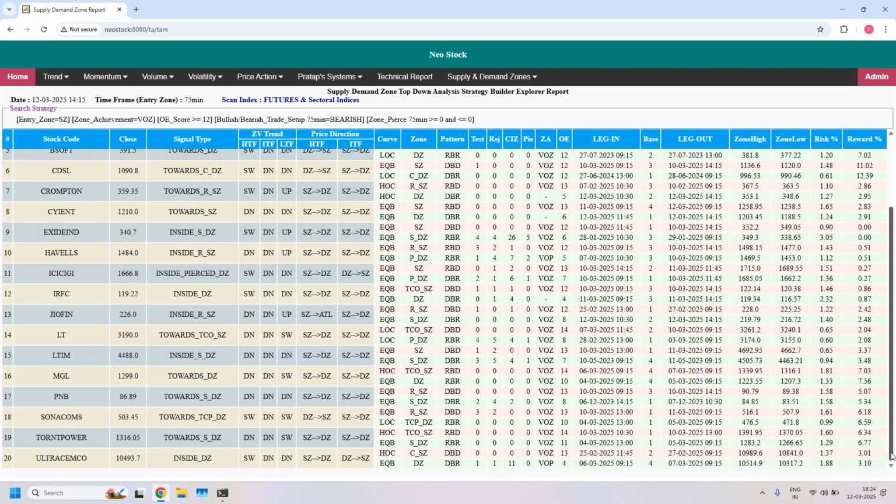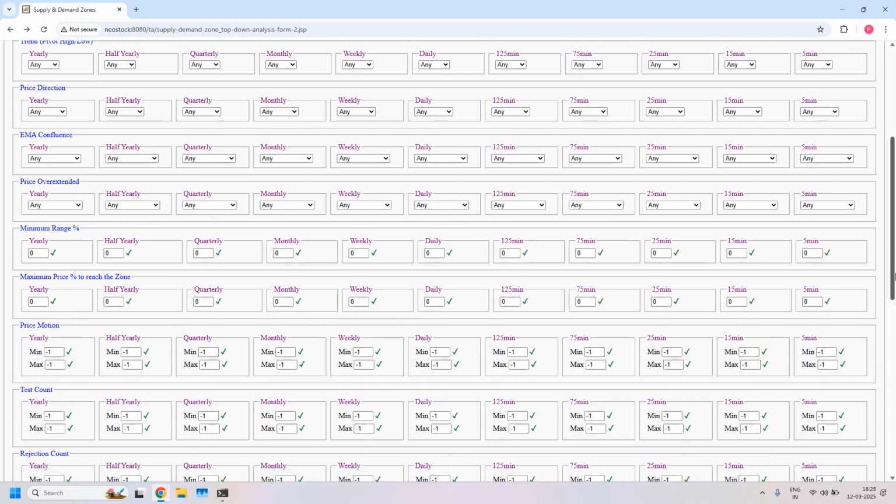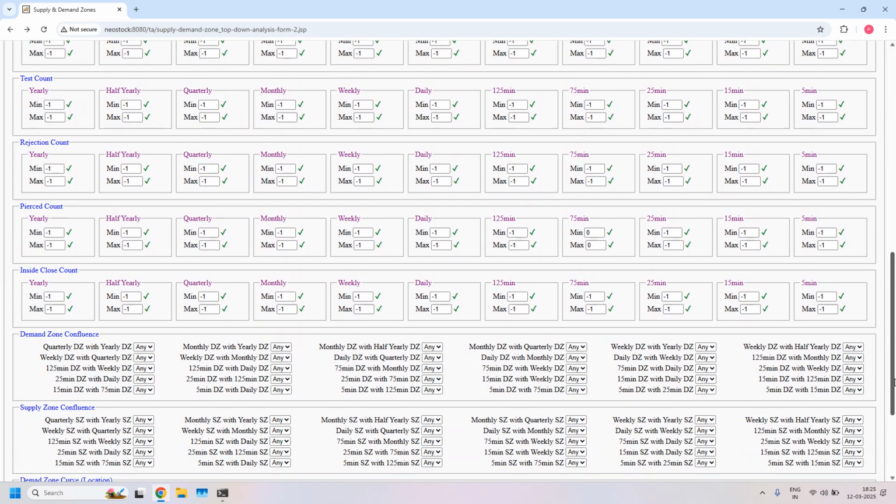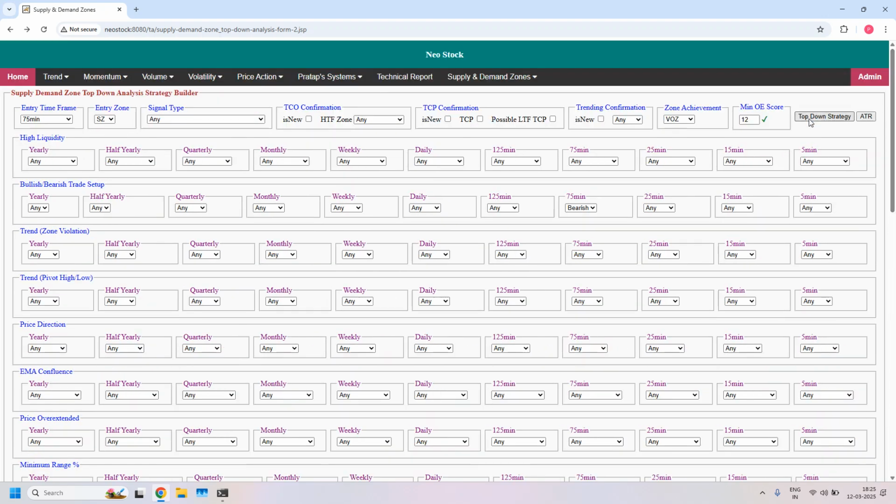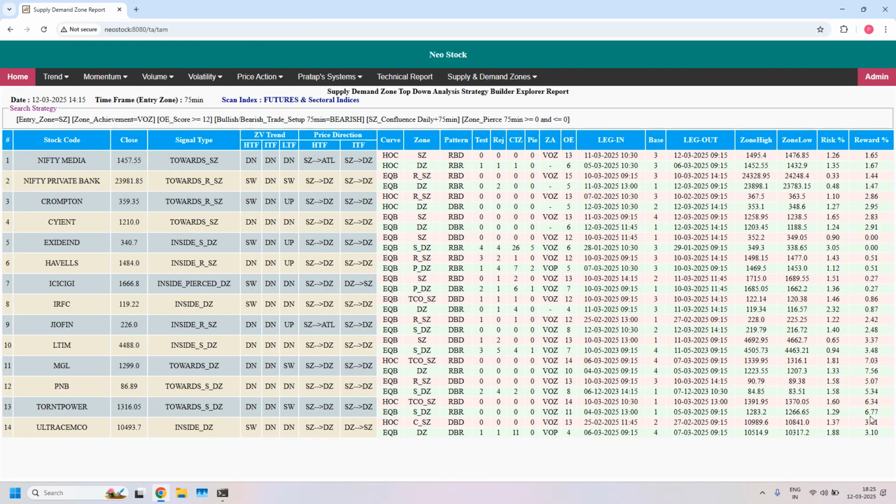So out of these 20, we should look for how many of these 75 minute supply zones are overlapped with the daily supply zone. So let's set that filter. So here I am selecting the filter 75 minute supply zone with daily supply zone confluence. With this filter, out of 20 stocks, we got 14 stocks. In these 14 stocks, these 75 minute supply zones are overlapped with the daily supply zone. And daily trend is down in all these stocks.